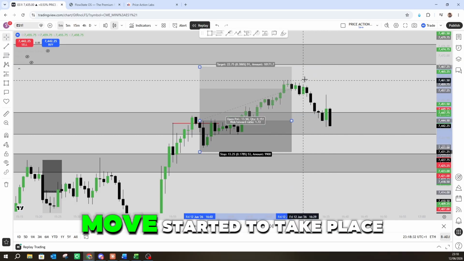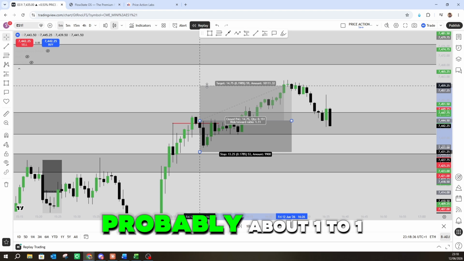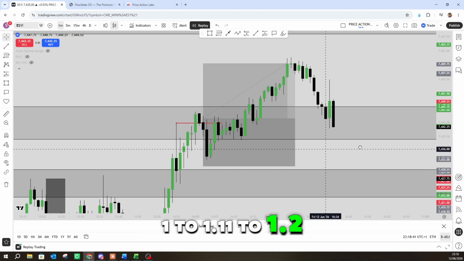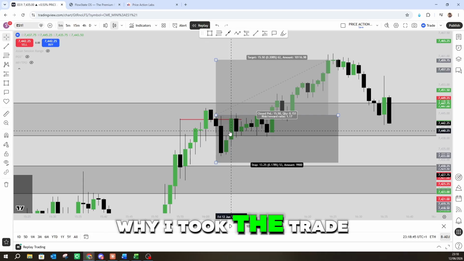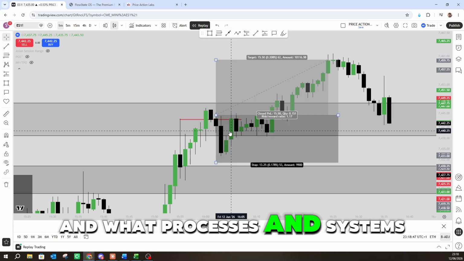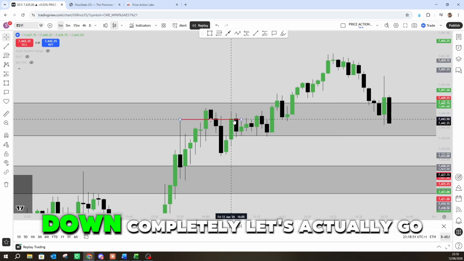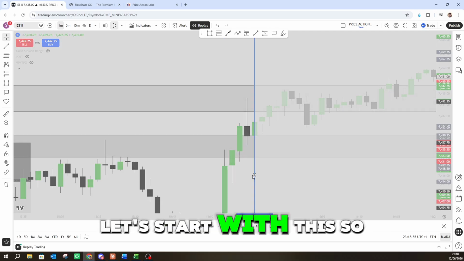So this is where the move started to take place. It was not the biggest trade in the world, probably about 1 to 1, 1 to 1.1, 1 to 1.2. But I want to sort of break down my logic, why I took the trade at this level, and what processes and systems I use to take it. Okay, so let's just break it down completely. Let's actually go here. All right, let's start with this.